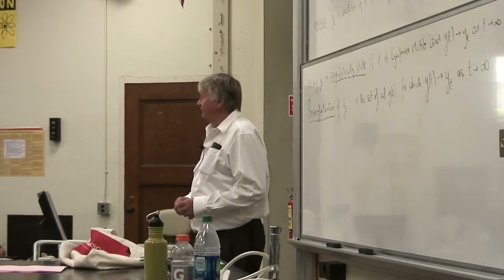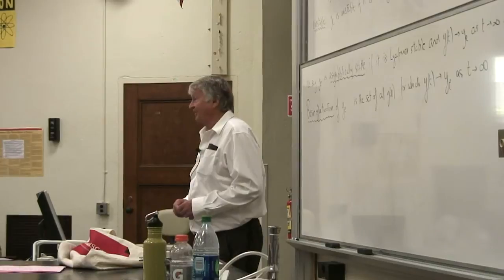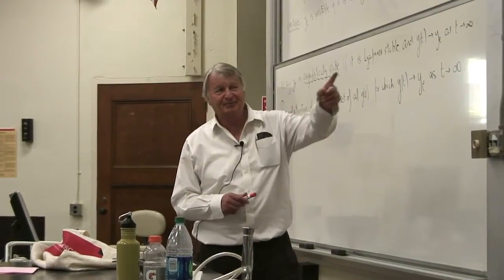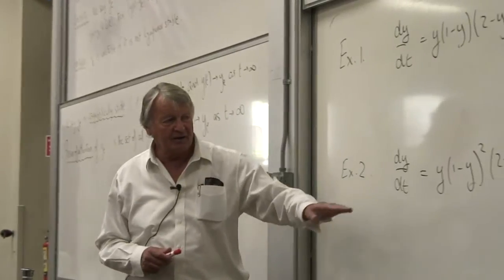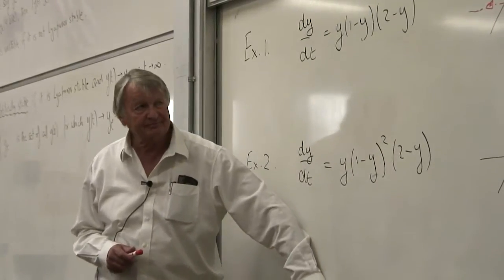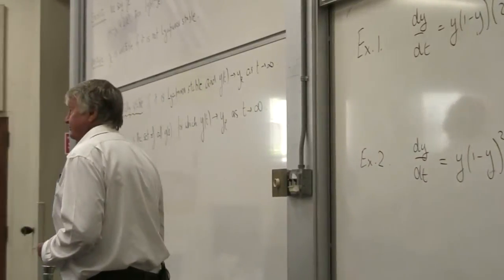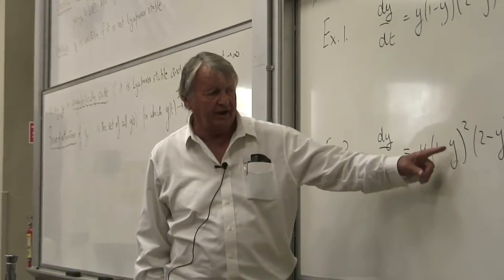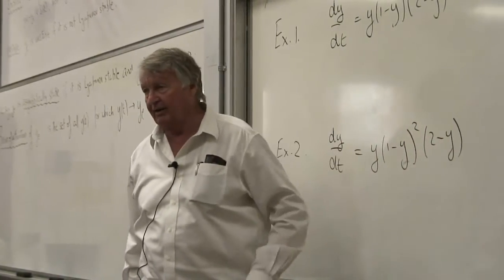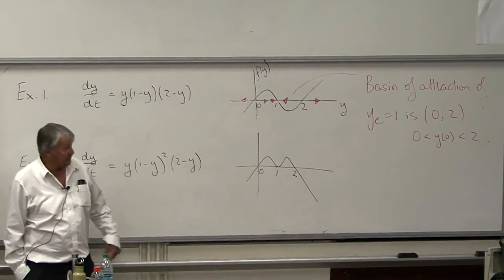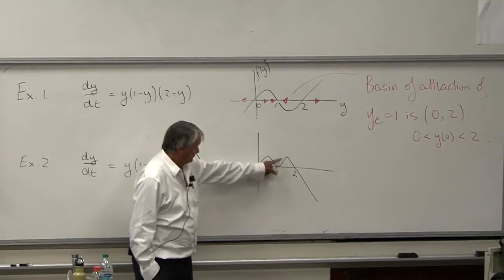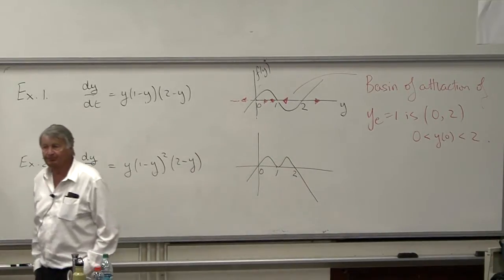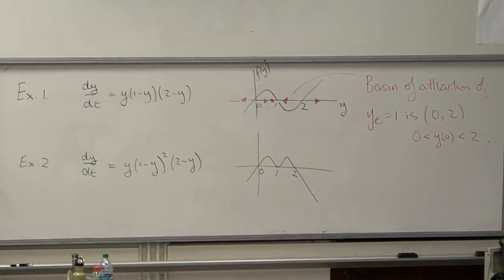Now, things are not always as simple as they might look from this example. How about this example? The right-hand side is now y times (1 minus y) all squared times (2 minus y). Its graph looks like this. Does everybody see it? Because near y equals 1, the graph is a parabola.